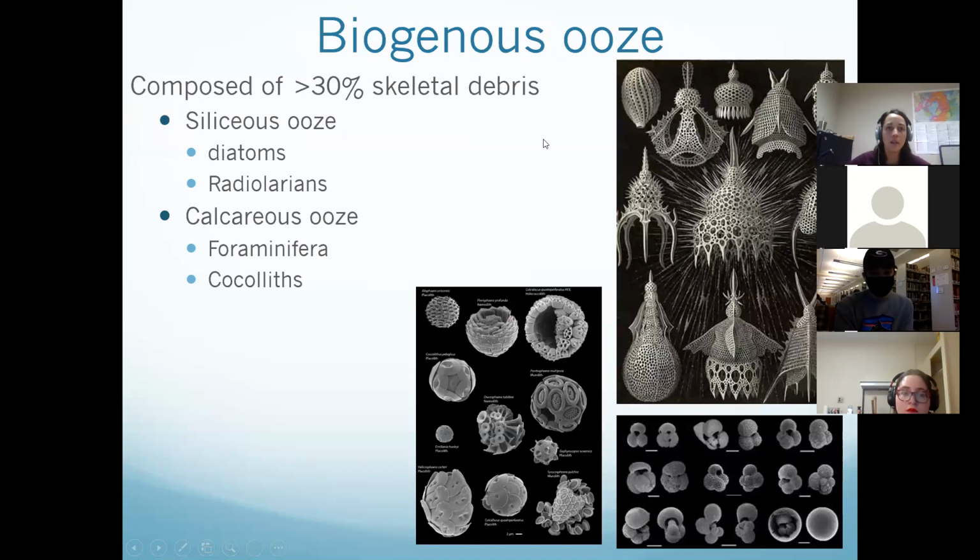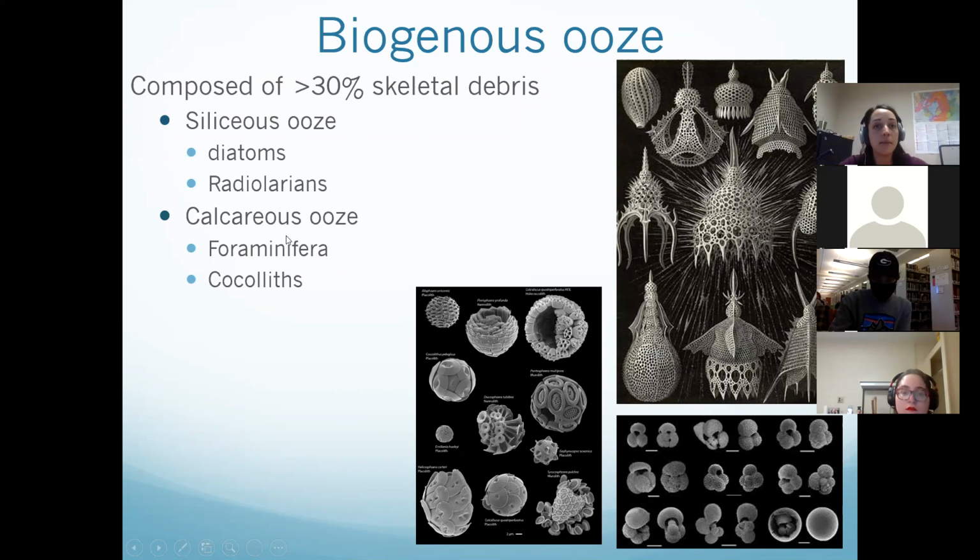So biogenous ooze, which bio means life, right? So it forms from organic material, not life material. Sorry, it's Monday. And it's composed of more than 30% skeletal debris. So this is sort of blowing up for you guys what this stuff looks like that creates this biogenous ooze. So this is like several microns blown up. In real life, you'd have to use a microscope to see this stuff, and a high-powered microscope.